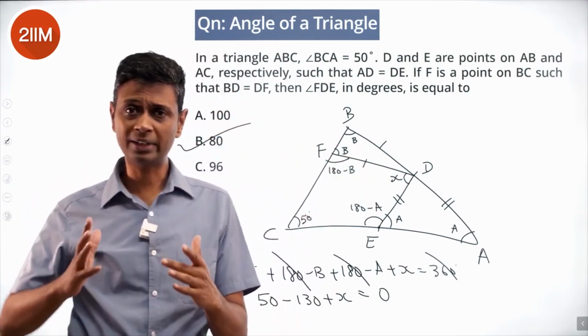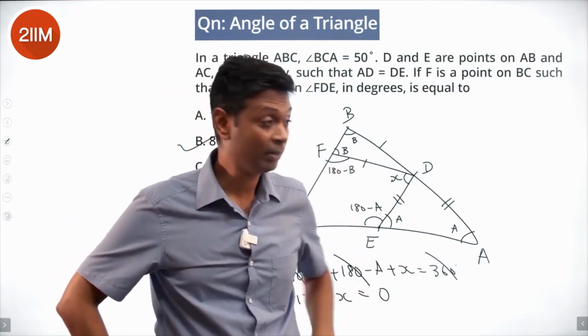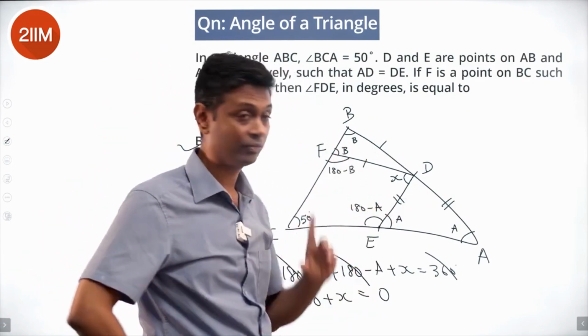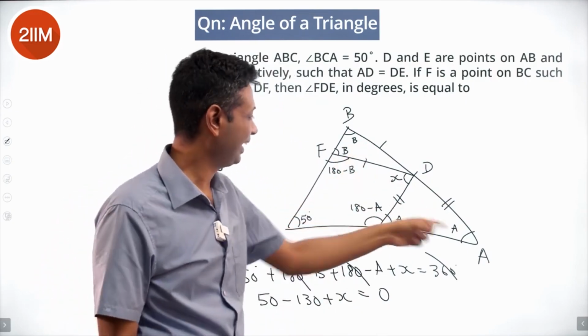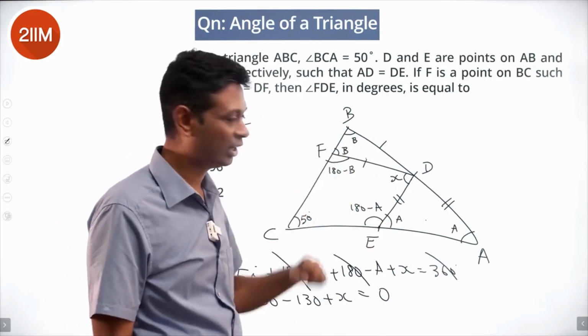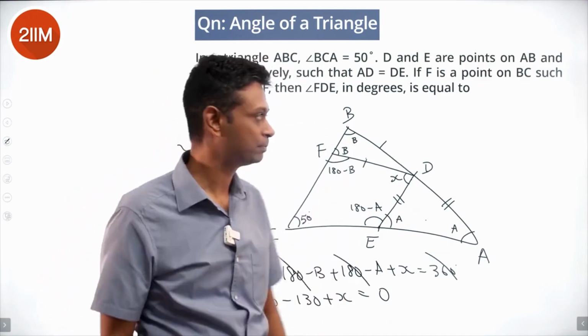It took me a while to draw the diagram. I've not seen this diagram before. I wouldn't say non-intuitive, but I had to mark very carefully. This is equal to this, this is equal to this. After you draw the diagram, this becomes simpler. Isosceles here, A and A, B and B. 180 minus B, 180 minus A. This is given, we can find that. A plus B is 130, that much is clear.